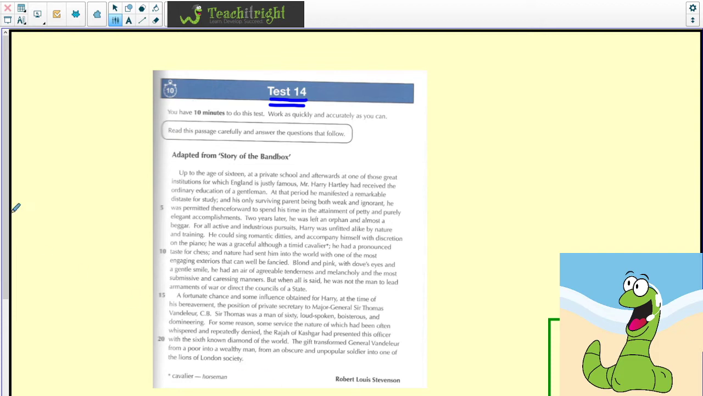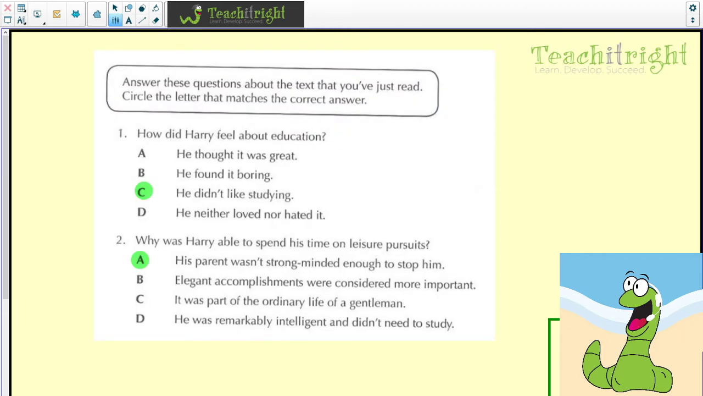So if you haven't done it yet, obviously you could pause the video at this stage, just time yourself for 10 minutes and work through test 14. But if you have done it, you'll be interested to know now what those answers were. So let's have a little look.